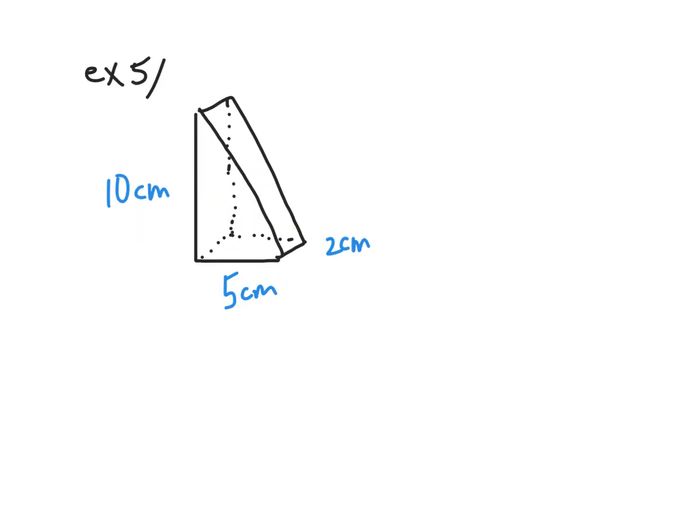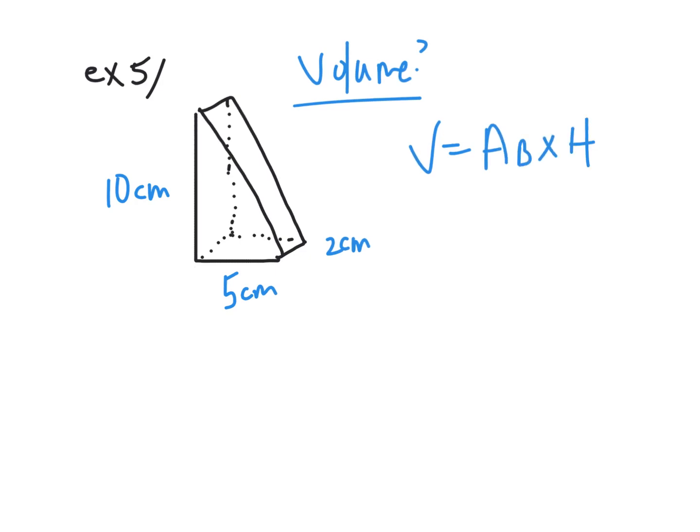All right, let's give this one a go. Why not? Another triangular prism, and we're going to be asked to find the volume. What's the volume? Volume equals area of the base times height. Okay, so we're keeping it basic, same formula every time.